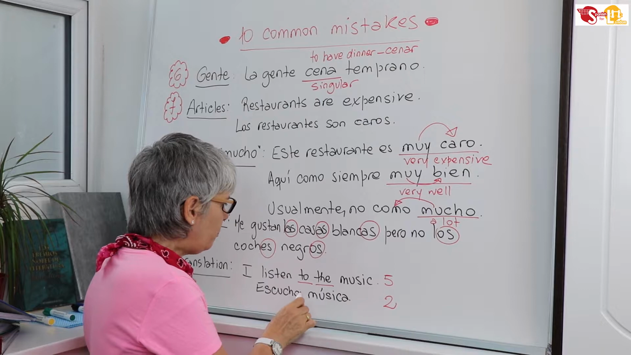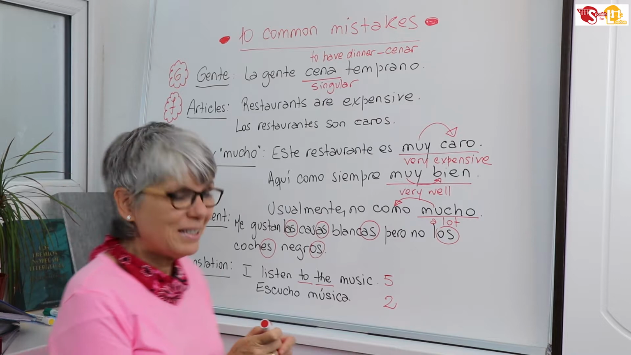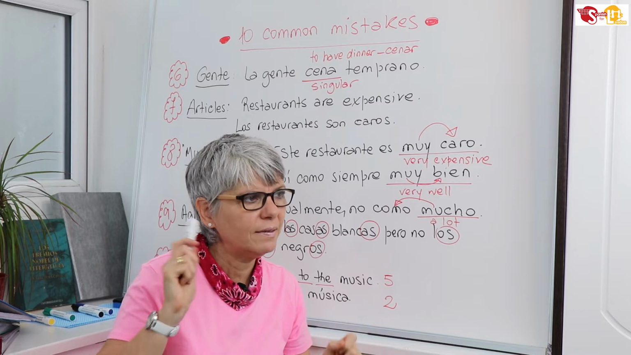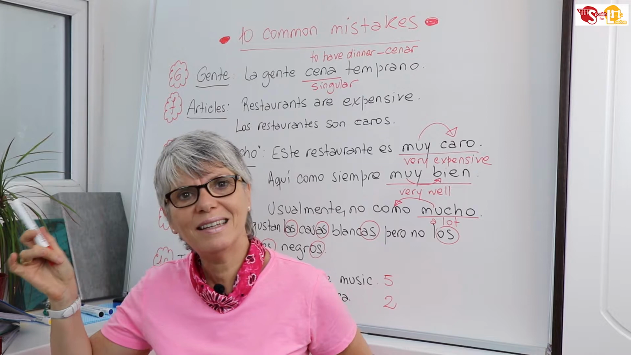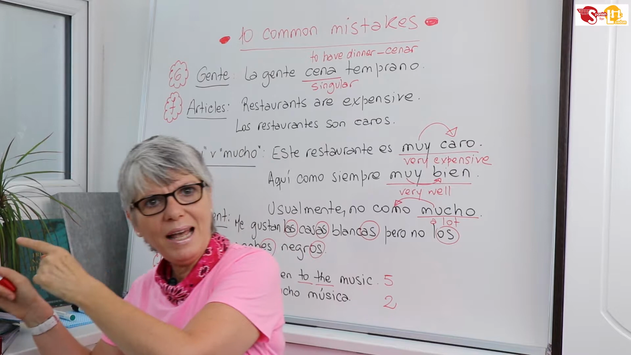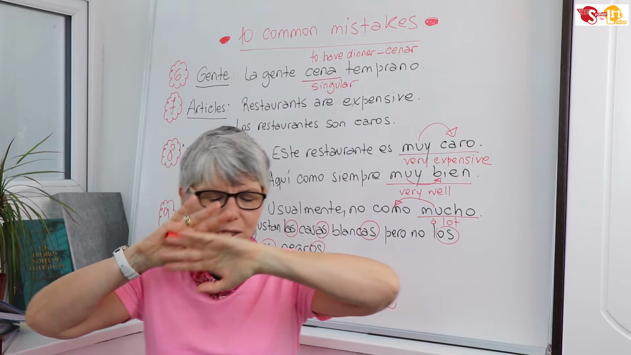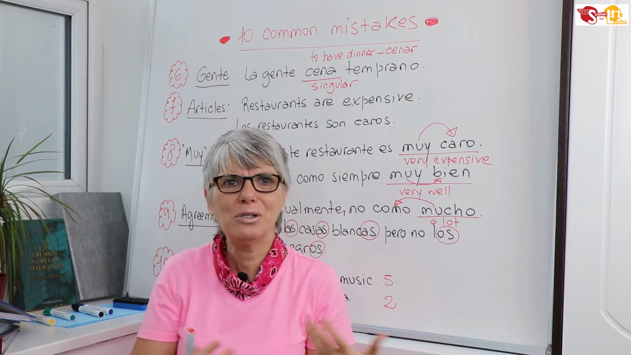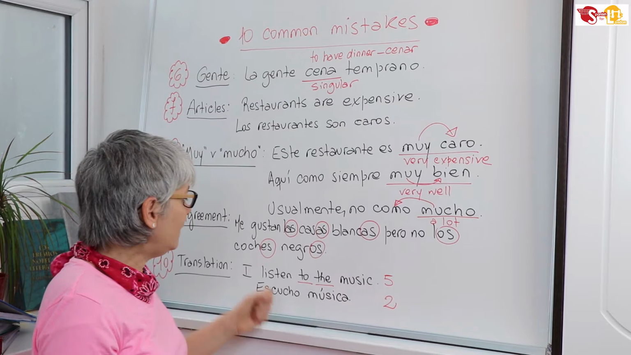It's not correct. Because when we say in Spanish, escucho la música, I'm talking about a particular music. So for example, my neighbor has a party. I listen to the, escucho la música. In this context it says, I listen to the music which they are playing in the house. But when we are talking about the general concept, not a particular music, we never say escucho la música. The correct way is escucho música. So, this is the only correct way to translate, I listen to the music.